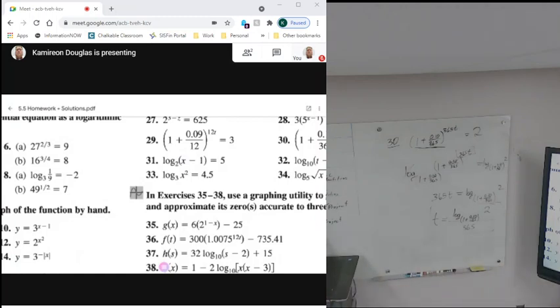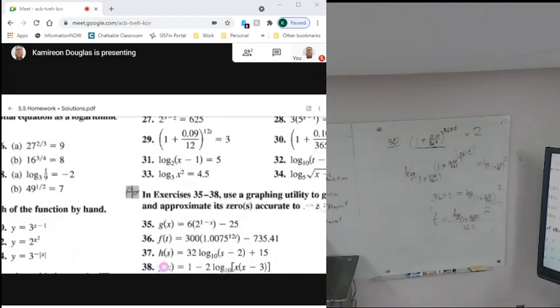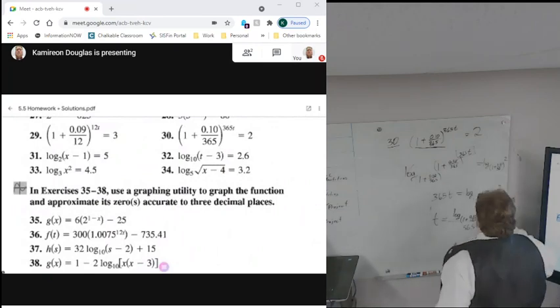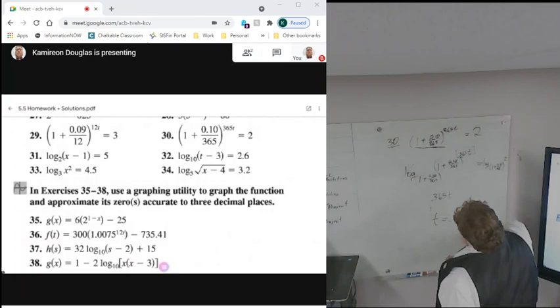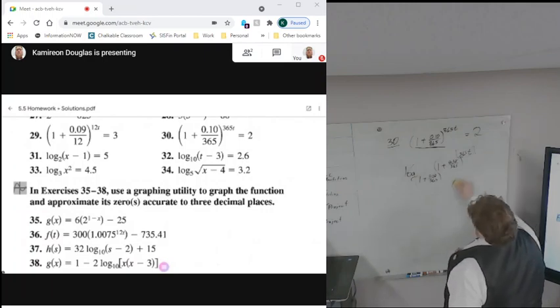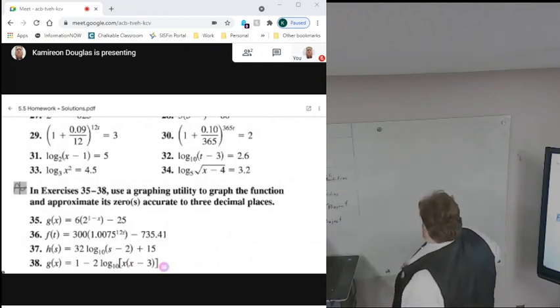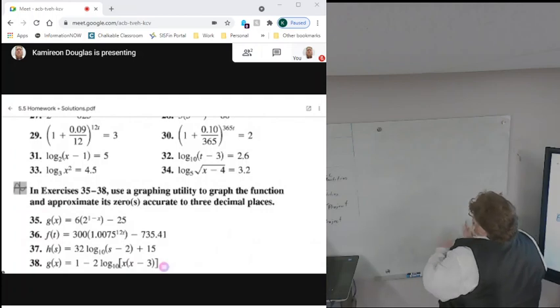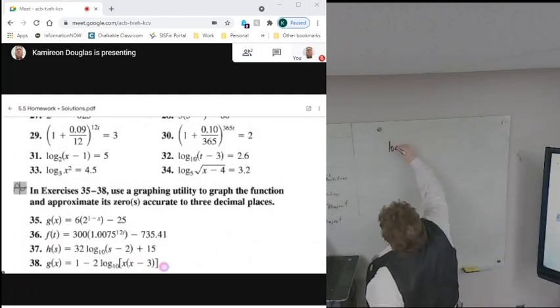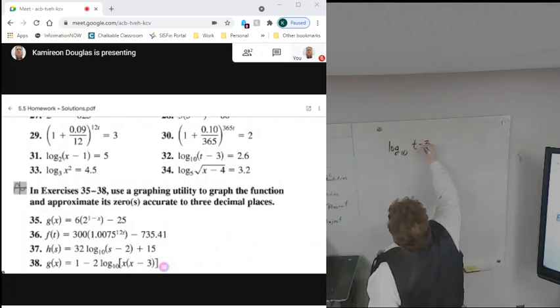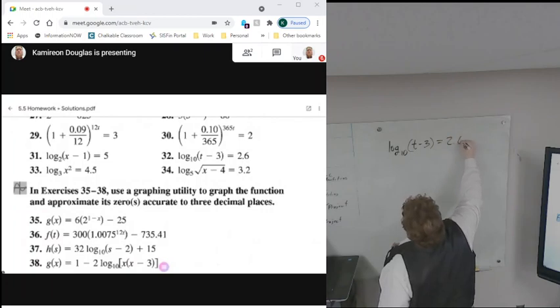Question 41 and 32. Let's do 32 then. 32 says log base 10 of t minus 3 equals 2.6. All right. Log base 10 of t minus 3 equals 2.6. 32.